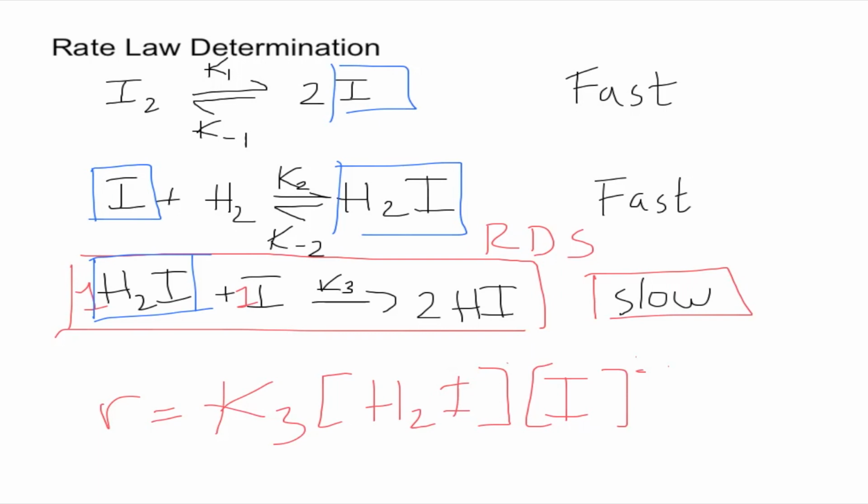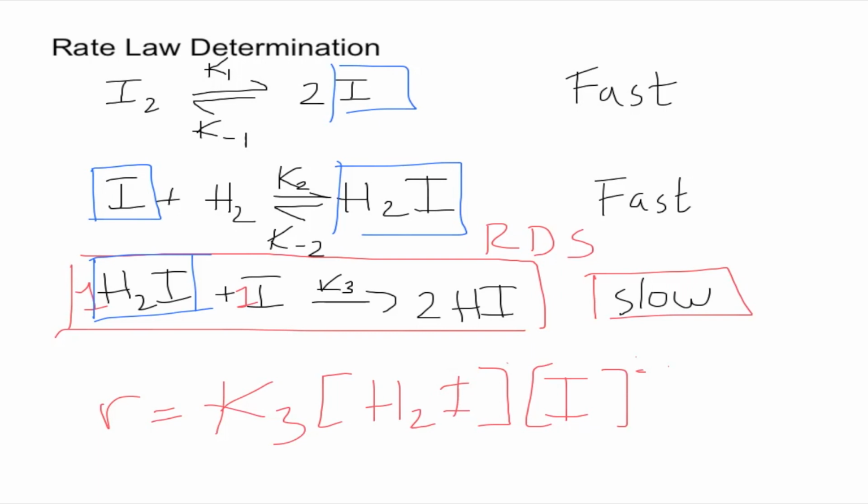And the way we do that is by using the other steps. So we have this step right here and this step right here to substitute them. This is when our equilibrium arrows come into play. Notice that for the last step, we only have K3 as one arrow. But for step 1 and 2, we have K1 and the reverse step, K-1, and K2 and K-2.